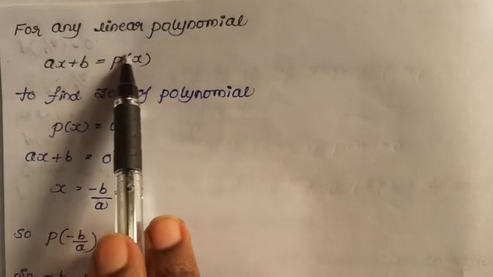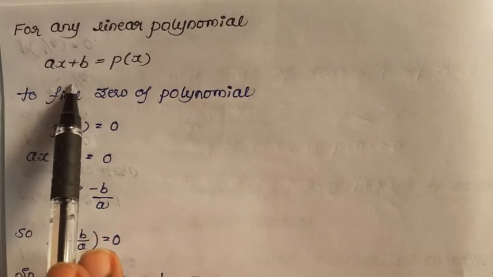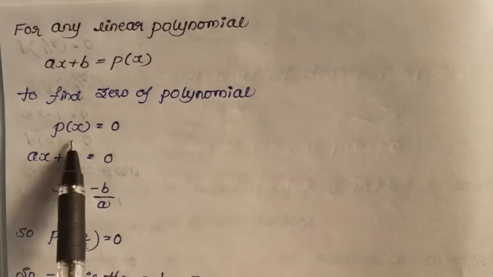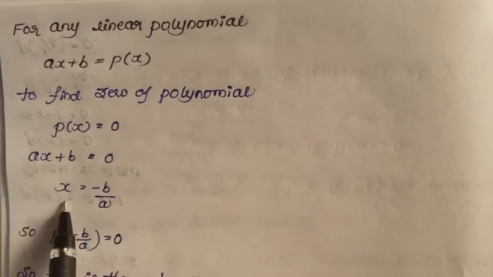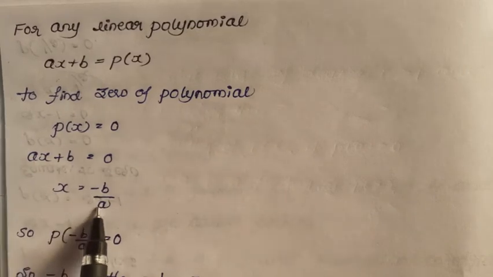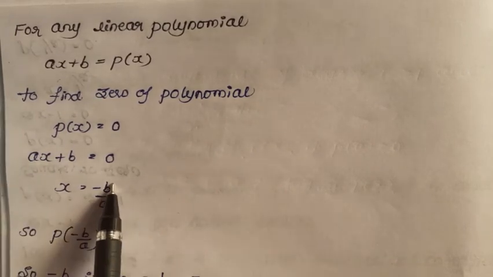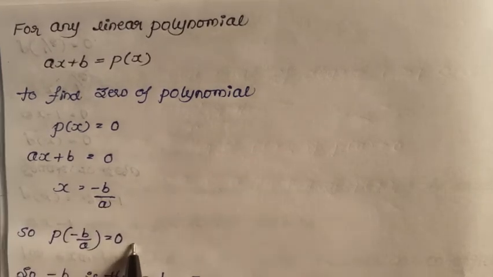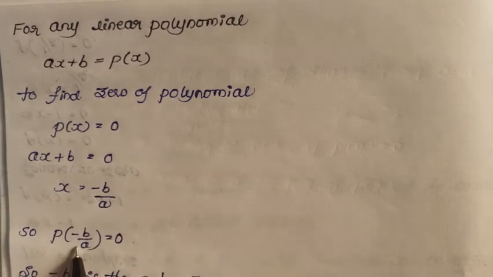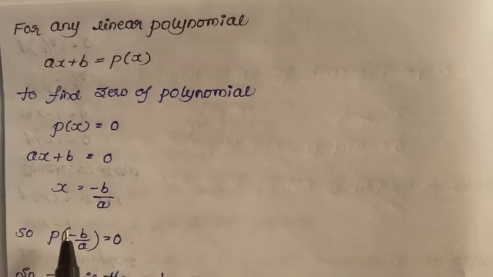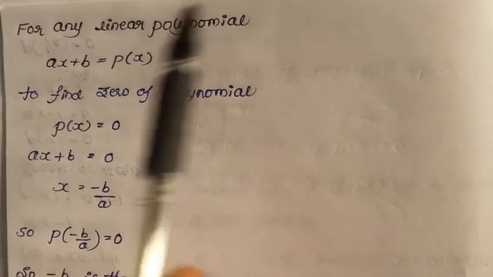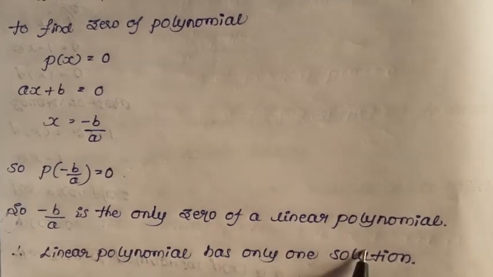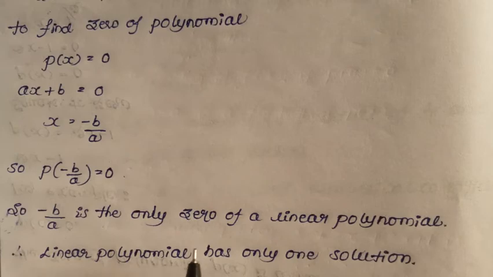In general, for any linear polynomial in the form p of x equal to ax plus b, to find the zero of the polynomial, we just equate the polynomial to 0. Then we find the x value, x is equal to minus b by a. So this is the general solution for the linear polynomial. So p of minus b by a is equal to 0. So minus b by a becomes the zero of the linear polynomial in the form ax plus b. So minus b by a is the only zero of the linear polynomial. A linear polynomial will always have only one solution.